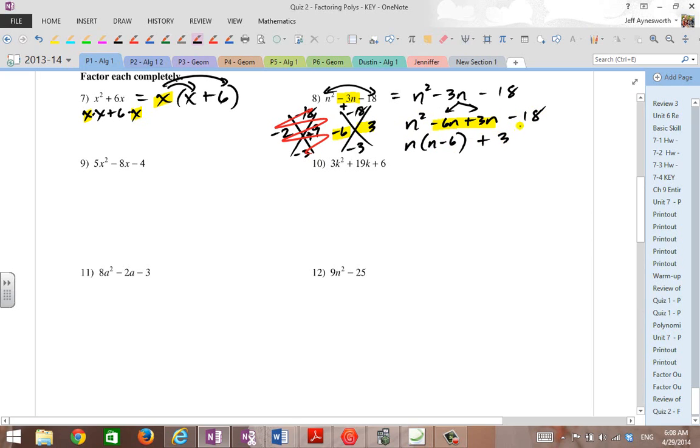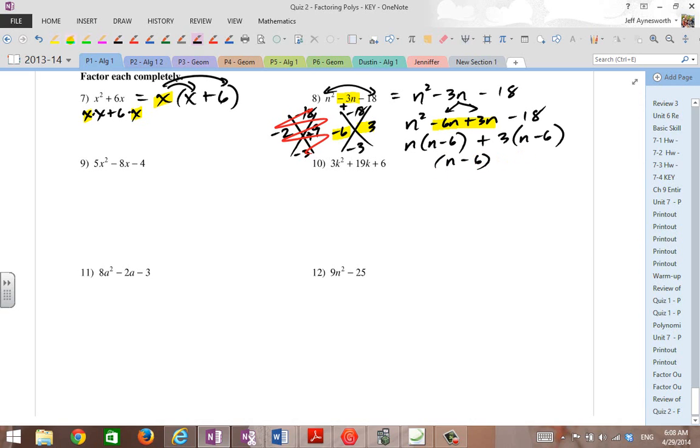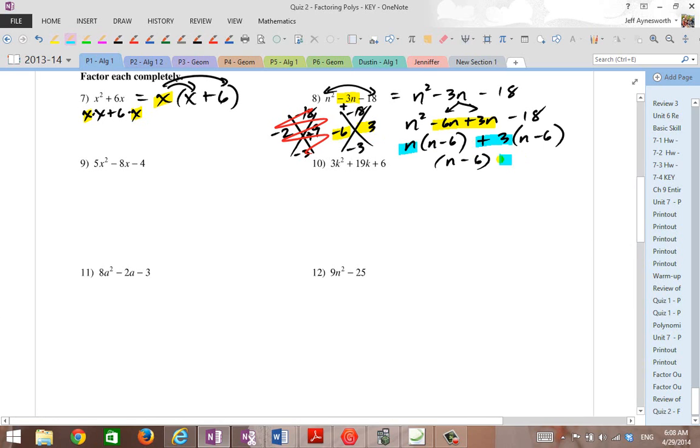3 divides into both of these. And then factor by grouping, okay? Factor out the common factor. You factor out the n minus 6, and you multiply it by the remaining terms, n plus 3, okay? It's the same thing over and over again. We just got to get good at it.